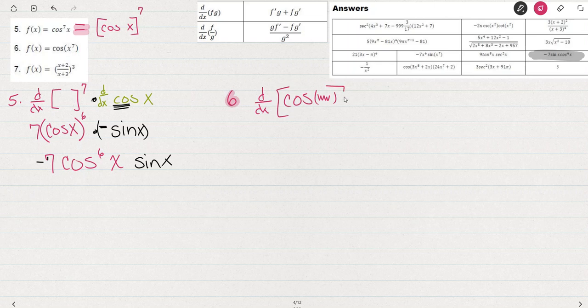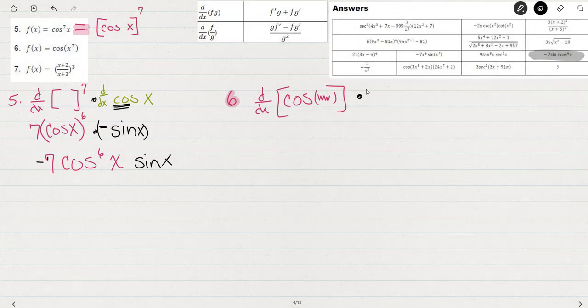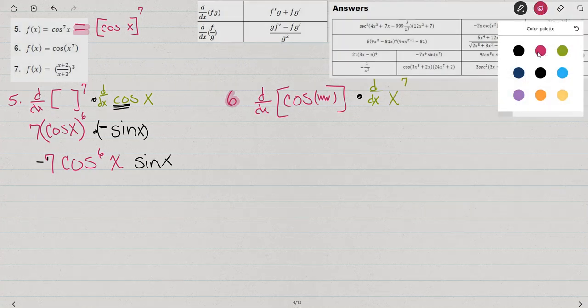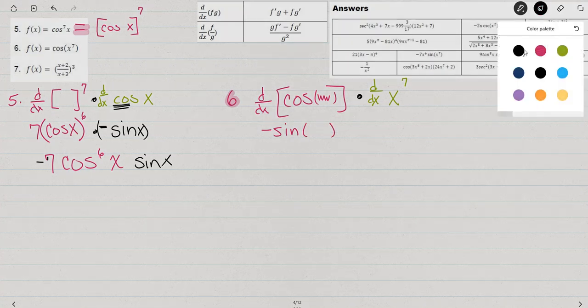The outside is the cosine. And we're going to multiply the derivative of the cosine times the derivative of the inside. And the inside, in this case, is the x to the 7th. The derivative of cosine is going to be the opposite of sine, because the derivative of any cosine is negative. And what was that the cosine of? It was the cosine of x to the 7th, right?